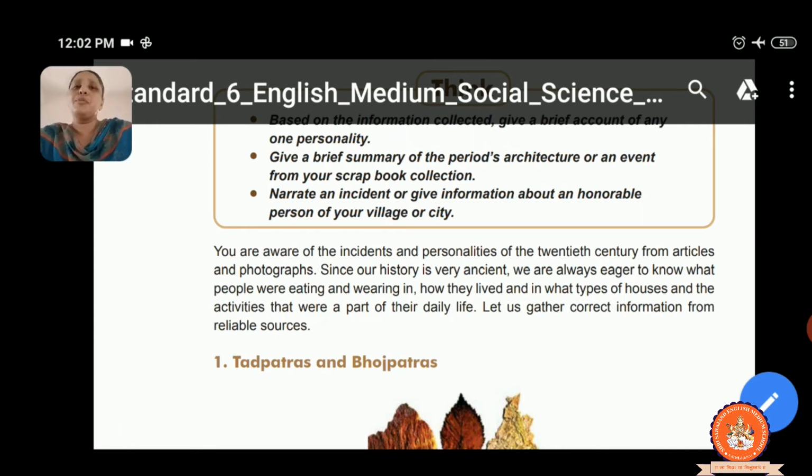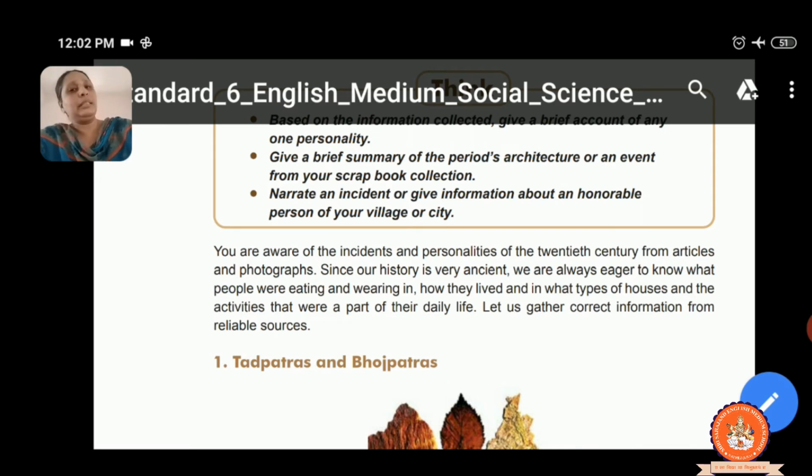Everything was written on Tatpatra and Bhojpatra. Both are the bark of trees. Tatpatra comes from the palm tree, and Bhojpatra is taken from the Bhoj tree, which is found only in the Himalayas. That is called Bhojpatra.